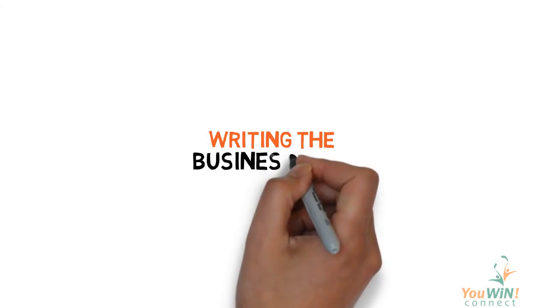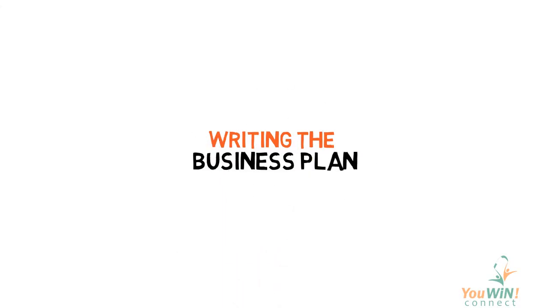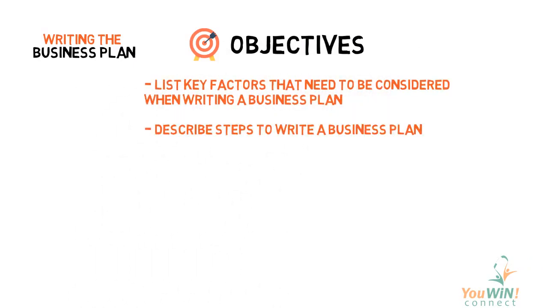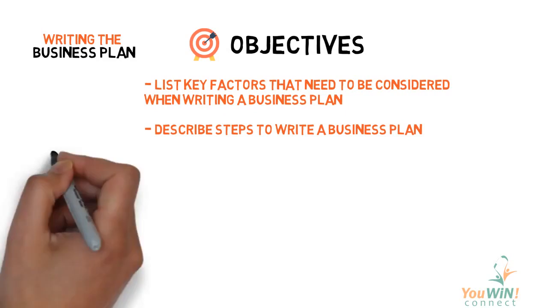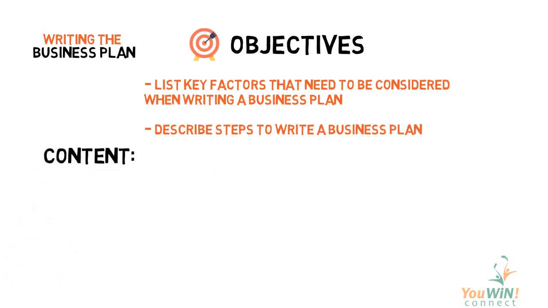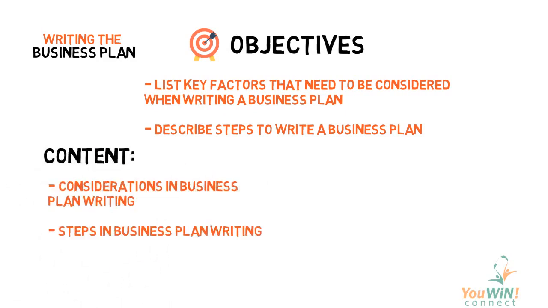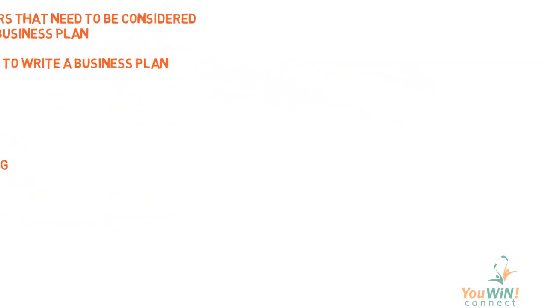So, let's look at writing the business plan. The objectives of this are for us to be able to list the key factors that need to be considered when writing a business plan, and of course be able to describe the steps to write the business plan. In terms of content, we'll note the considerations in business plan writing, and then also the steps in business plan writing.